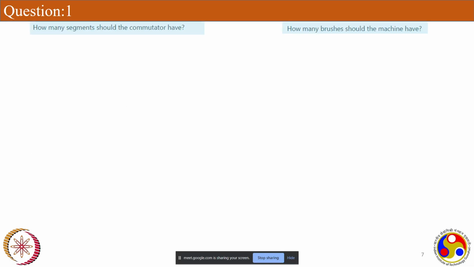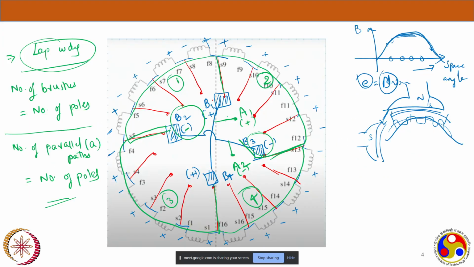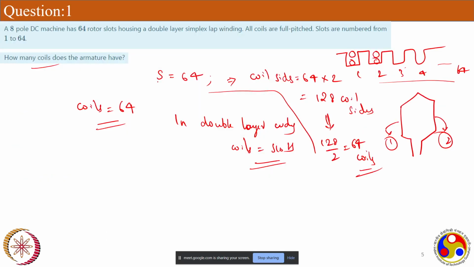How many segments should the commutator have? It could be confusing if you don't know the meaning of segment or commutator. I will just go back. You see this diagram, and if you take each coil, each coil will have an extending wire, right? Connecting wire. We talked about the connecting wire. Each coil will have one, and each wire will go to a commutator segment, because the ends of these wires are nothing but commutator segments on which the brush will run. You remember, right? So each coil will have one commutator segment.